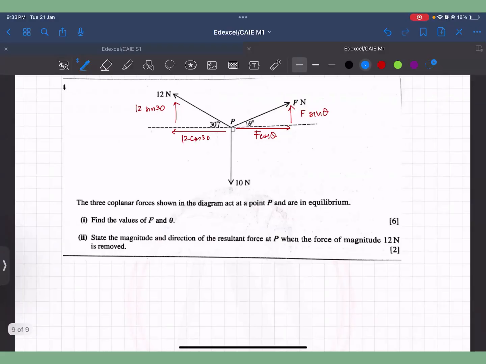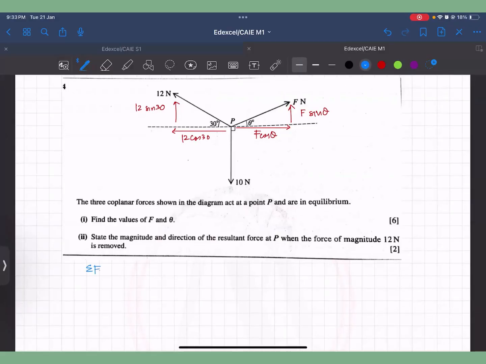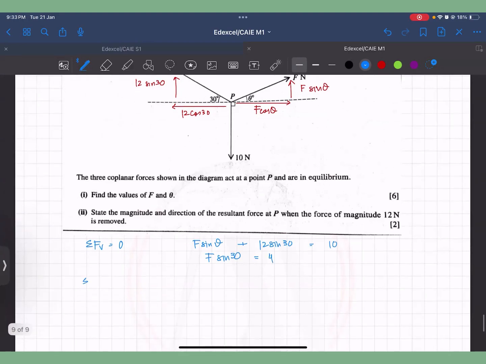So now you form your equations. The condition is that the sum of vertical forces is 0. So vertically upwards, you just have two forces, which is F sin theta plus 12 sin 30. It is equal to 10 vertically downward force. So F sin theta would be equal to 10 minus 12 sin 30. Sin 30 is half, so half times 12 is 6. So 10 minus 6 is 4.